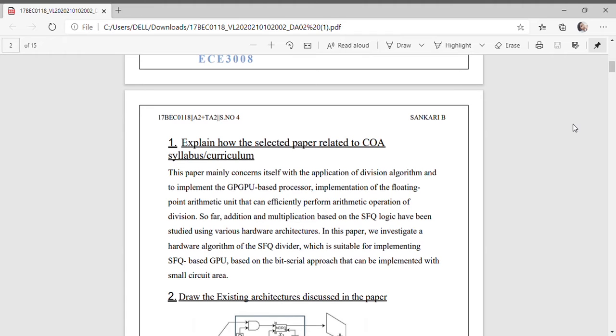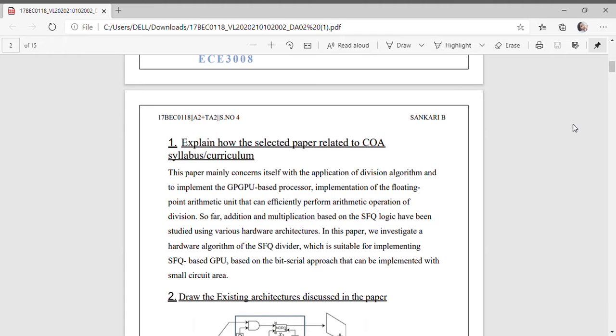Here they have designed a bit serial SFQ divider that outputs an 11-bit quotient. The result shows correct operation at a frequency of about 550 gigahertz and a bias margin of 80 to 125%. They also estimated the dependency of latency and number of Josephson junctions on the accuracy of the output. According to their estimation, a double precision SFQ divider can be designed using 27,000 Josephson junctions, which can all be implemented on a single chip just by using our current SFQ circuit fabrication technology.